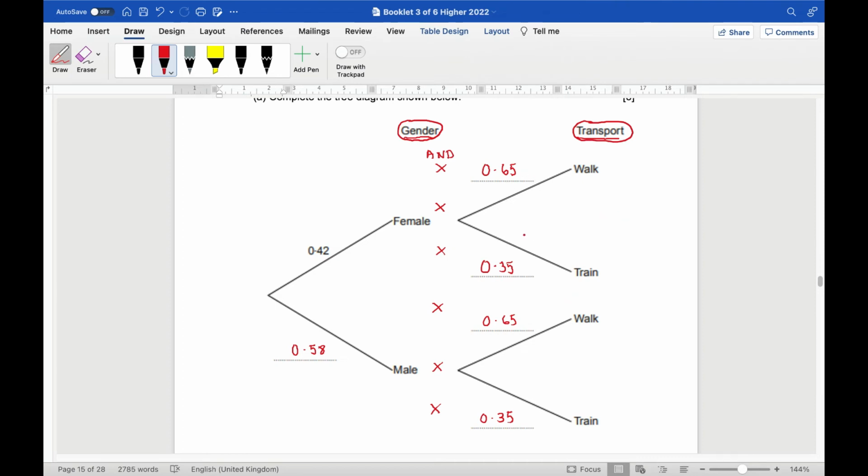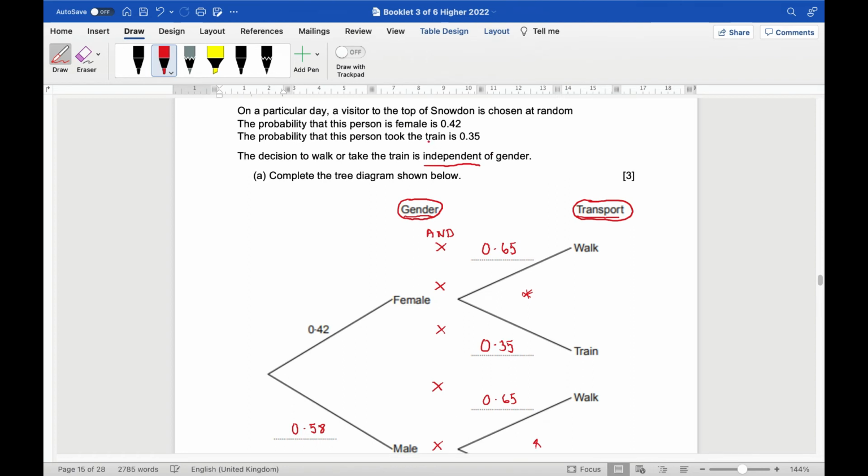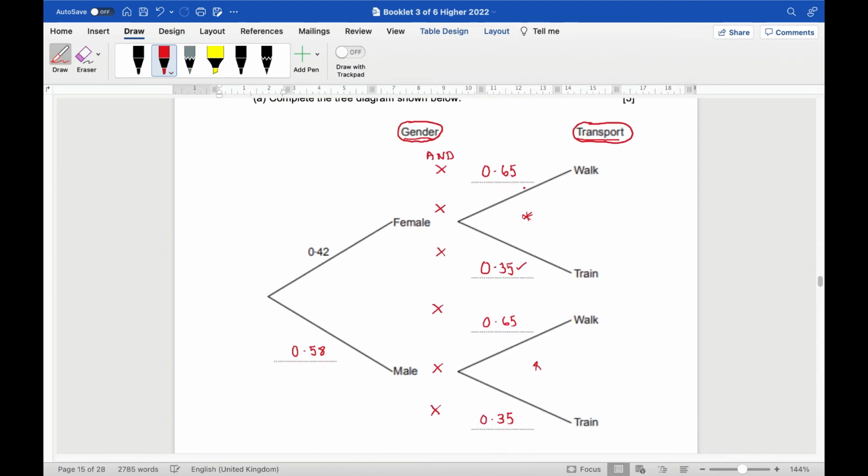In other words, what that's saying is you can copy this branch down here effectively. Okay. The other feature here is the labels are at the end of the branches, and the probabilities are on the branches. So take a look at what that looks like. Where did I get my numbers from? It told me that the probability of someone taking the train is 0.35, which is what I've put there. Okay. And then I've used the fact that every pair of branches adds up to 1 to work out that the other missing number there is 0.65 and there's 0.58.